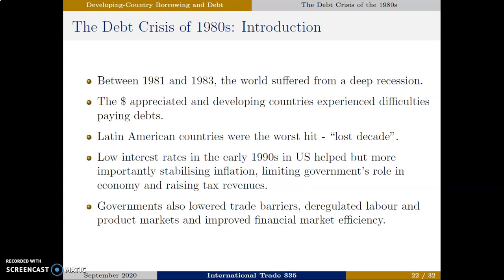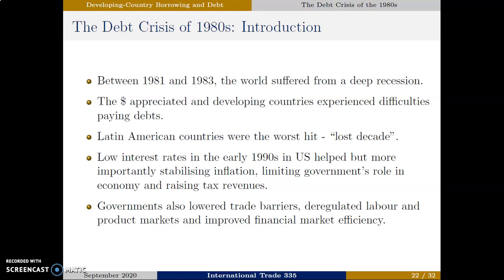The first was in the 1980s in the Latin American countries, and the second more recently in the 1990s. Between 1981 and 1983, the world economy experienced a recession. During this time, the dollar appreciated and developing countries started to experience problems repaying their debts. During this crisis, Latin American countries were the hardest hit, which is why we focus on them here. Some economists describe this period of crisis in Latin America as the lost decade.